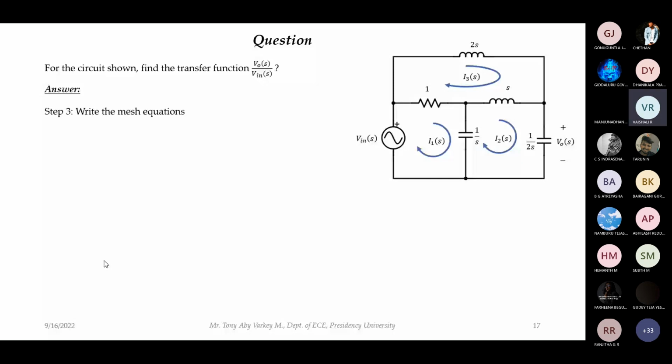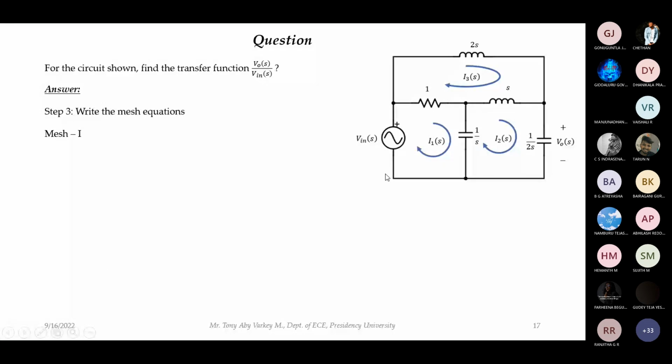Minus V in of s, plus 1 into I1 of s minus I3 of s, plus 1 by s into I1 of s minus I2 of s, equal to 0. Okay, so what you told is correct.